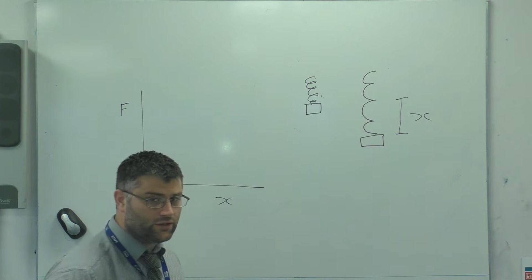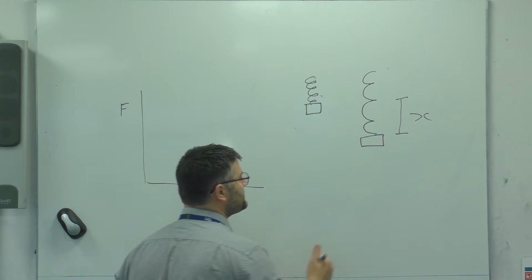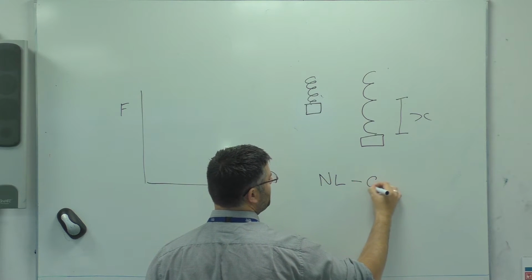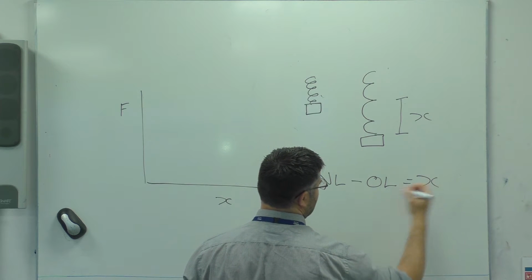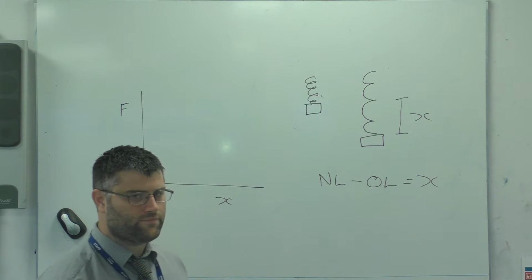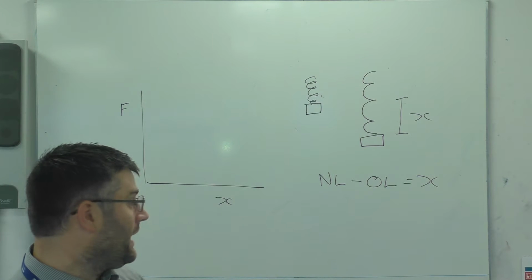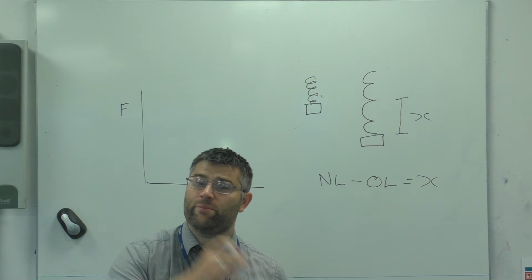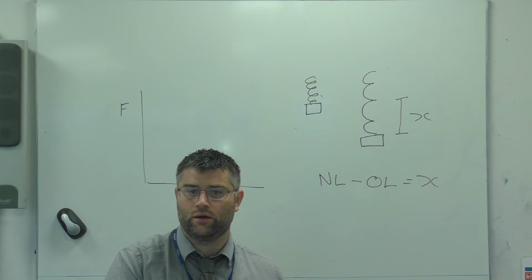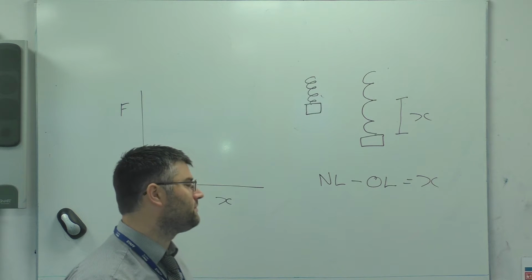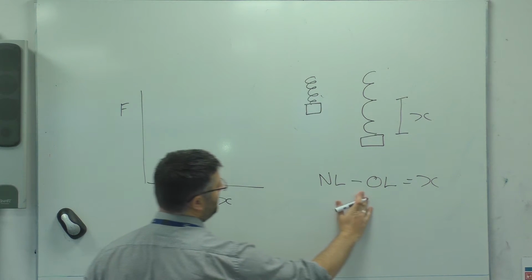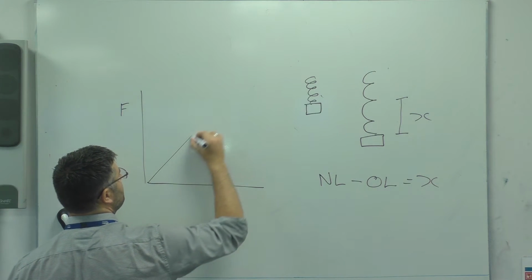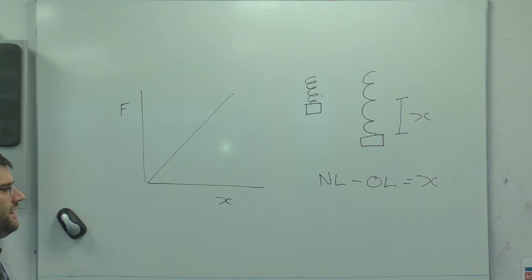is the extension. A nice way of thinking about this: the new length of the spring minus the original length will give you the extension. That's very, very important, and it's the original length from the very beginning, not from the reading beforehand. That's a very important point for your notes. So new length minus original length gives you the extension. And what you'd end up with is a very nice straight line, just like that.